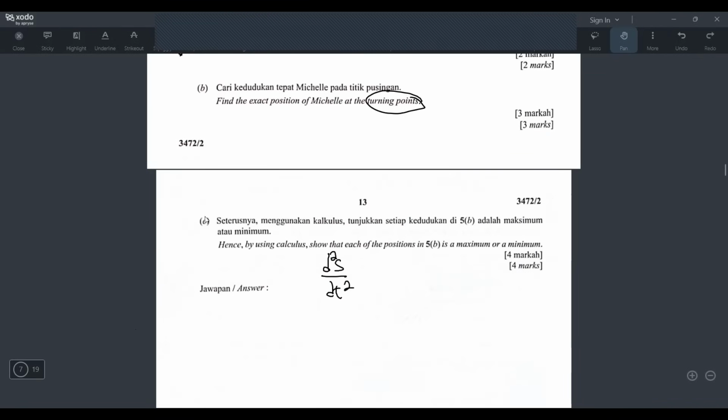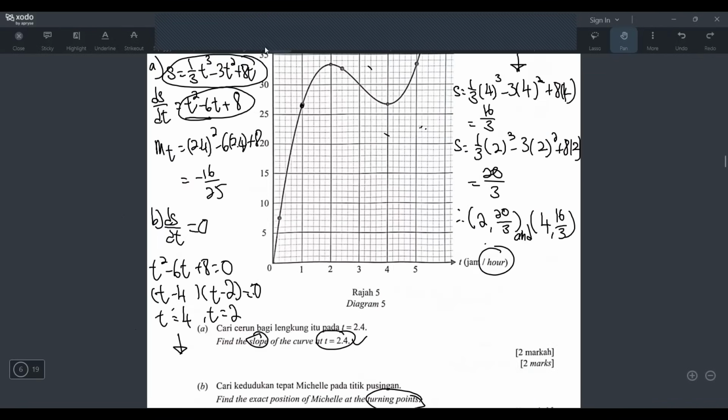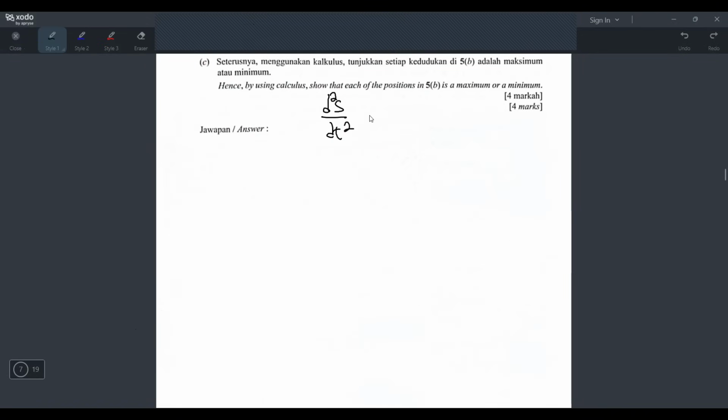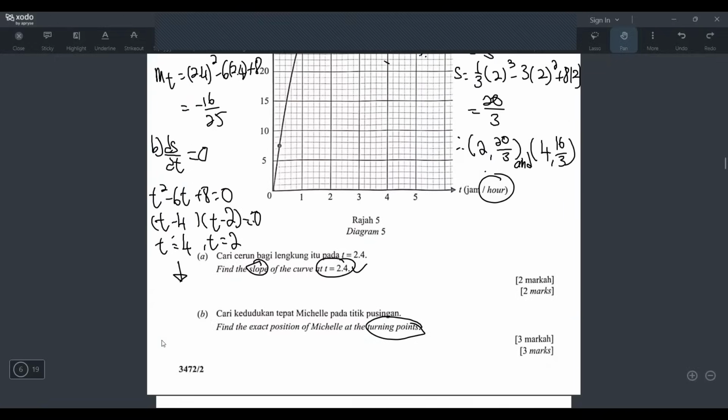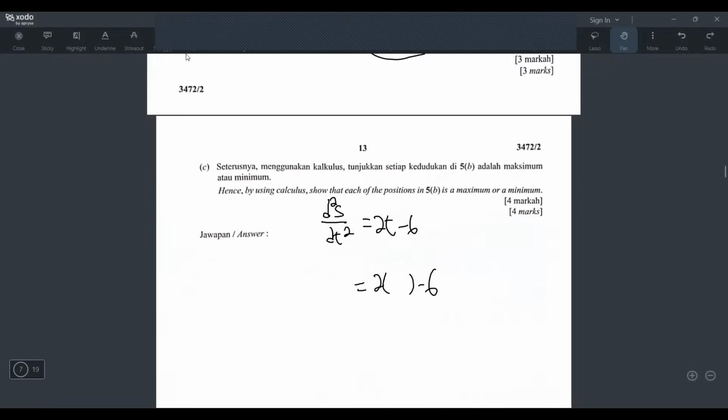So let's do the second derivative. Differentiating once gives this one, right? t squared minus 6t plus 8. If you differentiate once more, you will get 2t minus 6, right? And why do I do the second derivative? Because they want me to determine maximum or minimum. After you do the second derivative, you will substitute t with the x coordinates of the 2 points, which are 2 and 4, right?